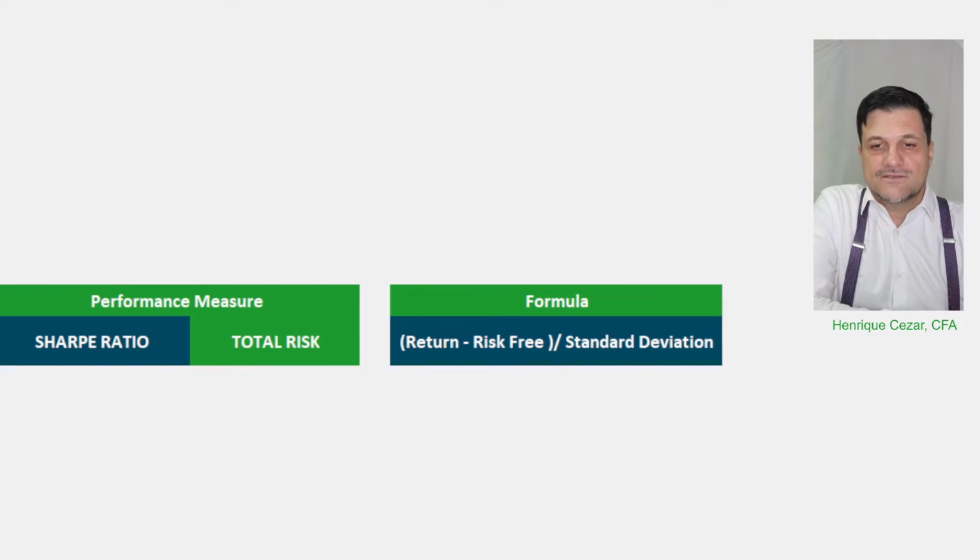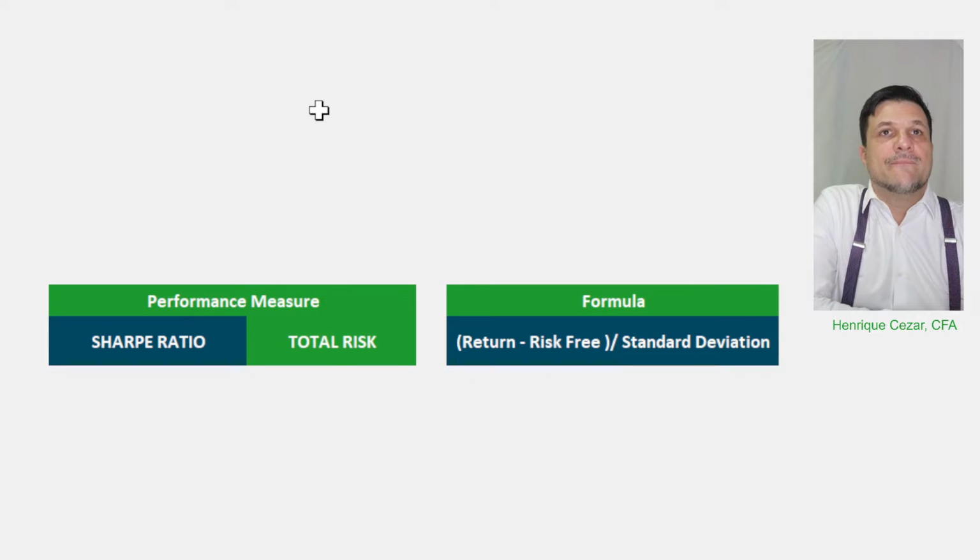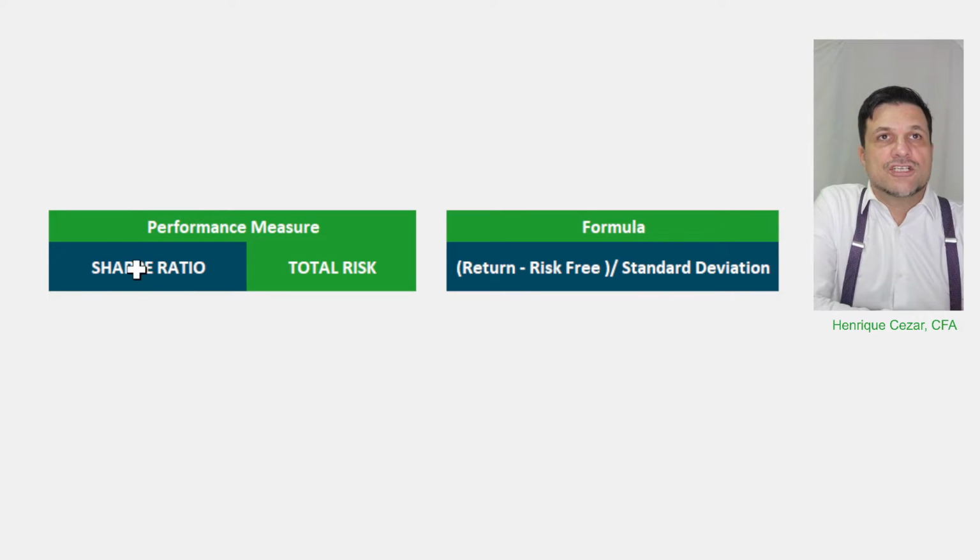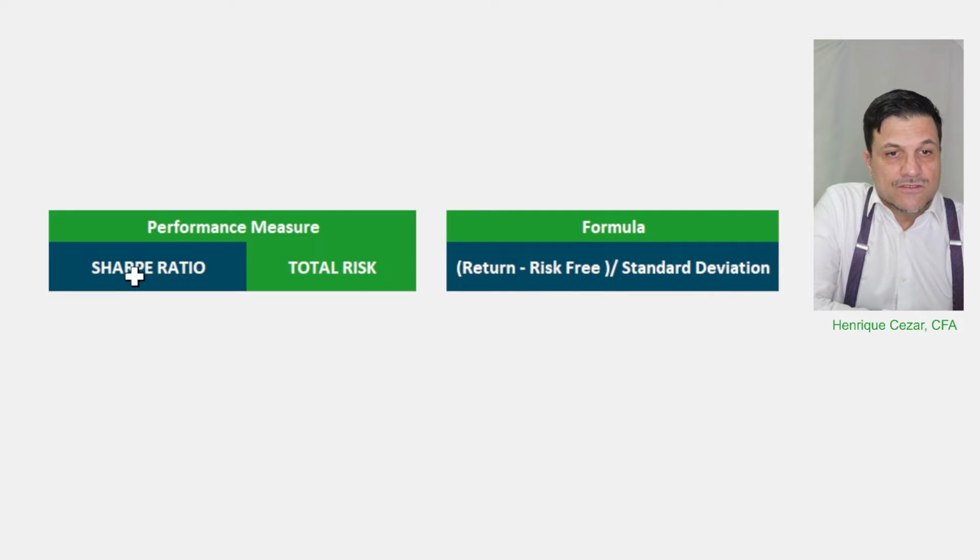Perfect. Let's do this. All right, the first one I have here is the Sharpe ratio. So let's talk about the Sharpe ratio. The Sharpe ratio is a performance measurement that includes total risk. It is a total risk approach.